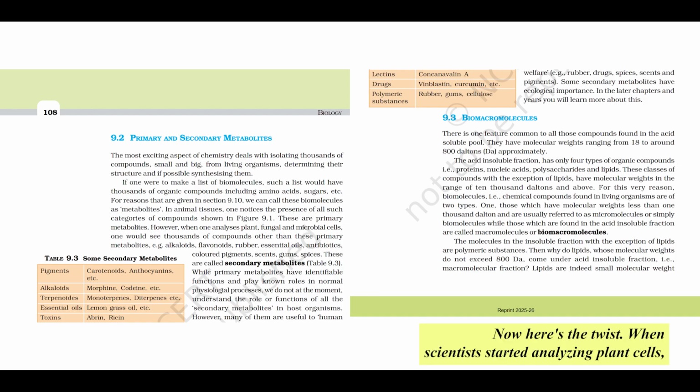Now, here's the twist. When scientists started analyzing plant cells, fungal cells, and microbial cells in detail, they found thousands of additional compounds besides these familiar primary metabolites. These other compounds are known as secondary metabolites. Secondary metabolites, so like extra stuff. Kind of, and this is a really important area for competitive exams, especially the examples. Think about pigments like carotenoids, which make carrots orange, and anthocyanins, which make flowers red or blue.